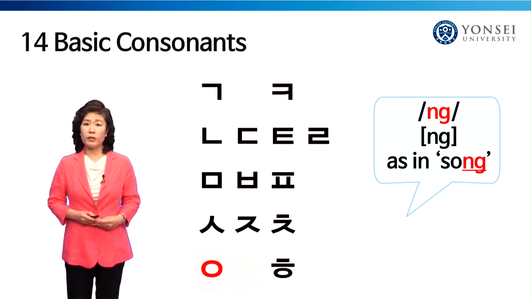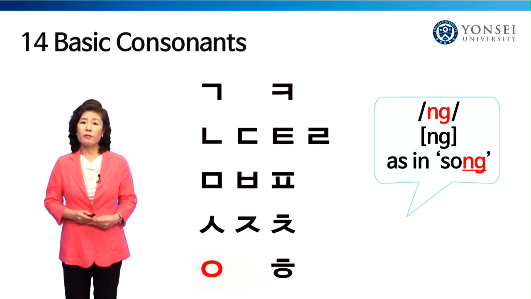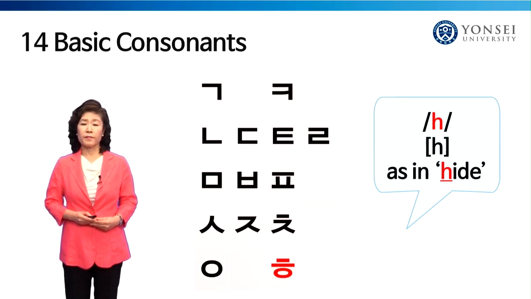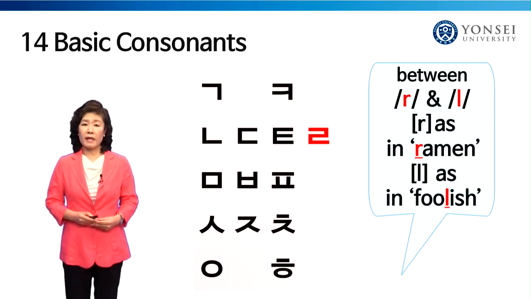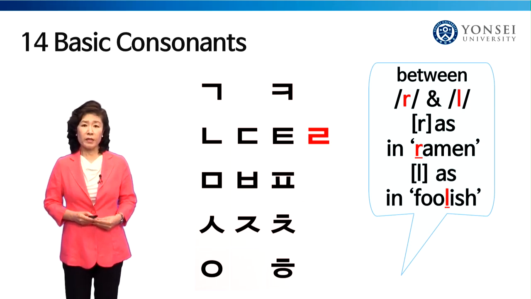Iung is silent when used as an initial sound, such as in ah and aw. When used as a final consonant, however, it has the ng sound like in the word song. Hyut is a strong H sound. Lastly, there isn't an exact match to the lir sound in English, but you can consider it a sound in between the L sound and the R sound. So when you pronounce ramen, it's not ramen or 라면, it's ramen.